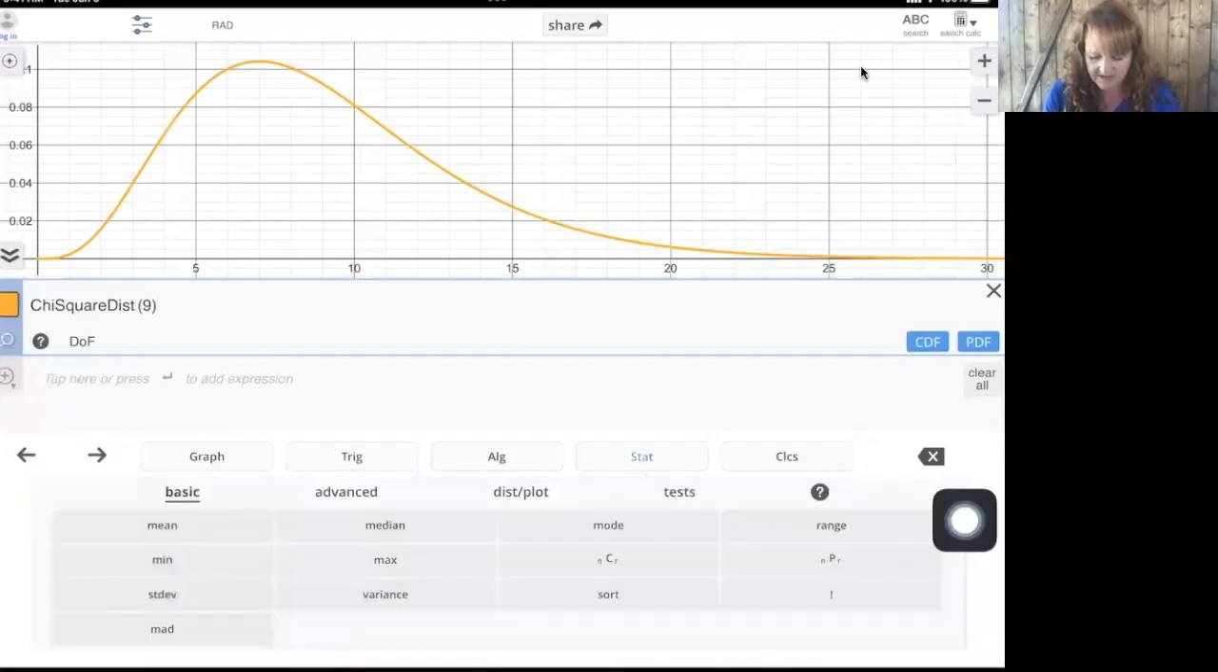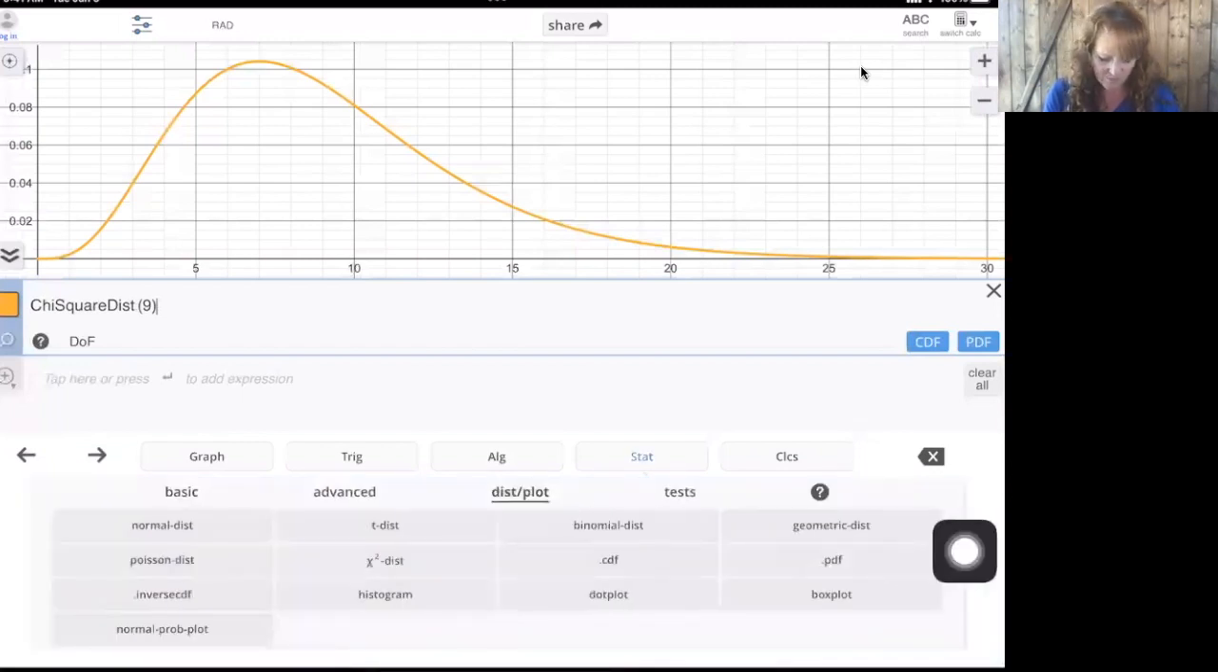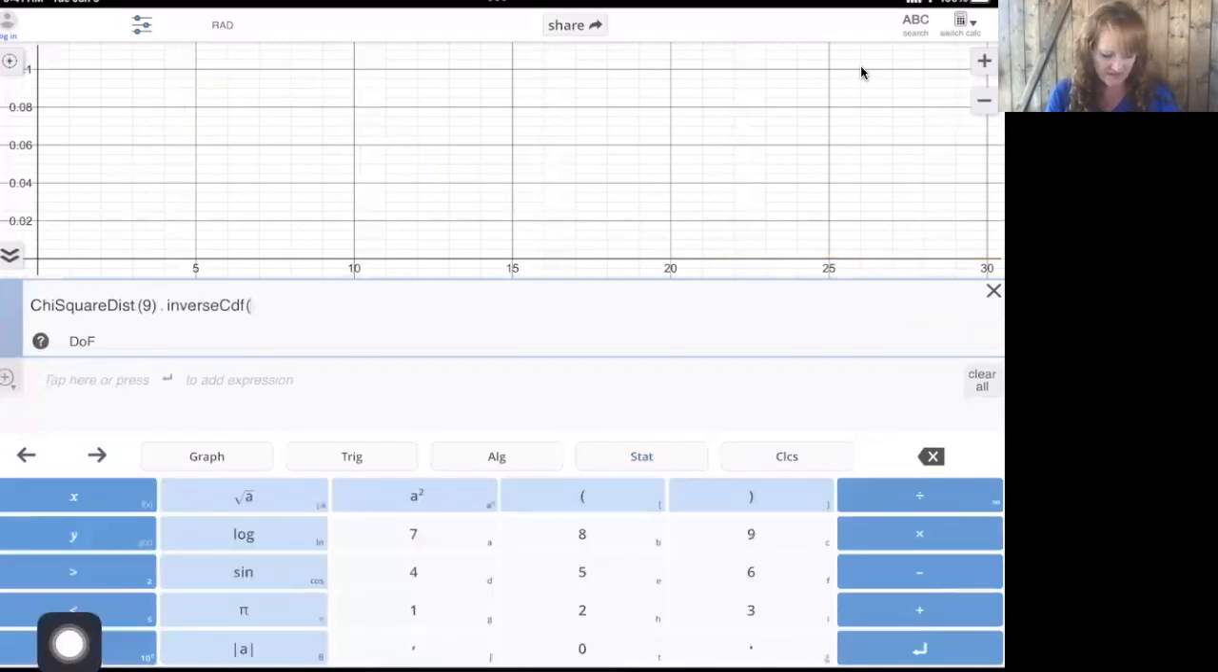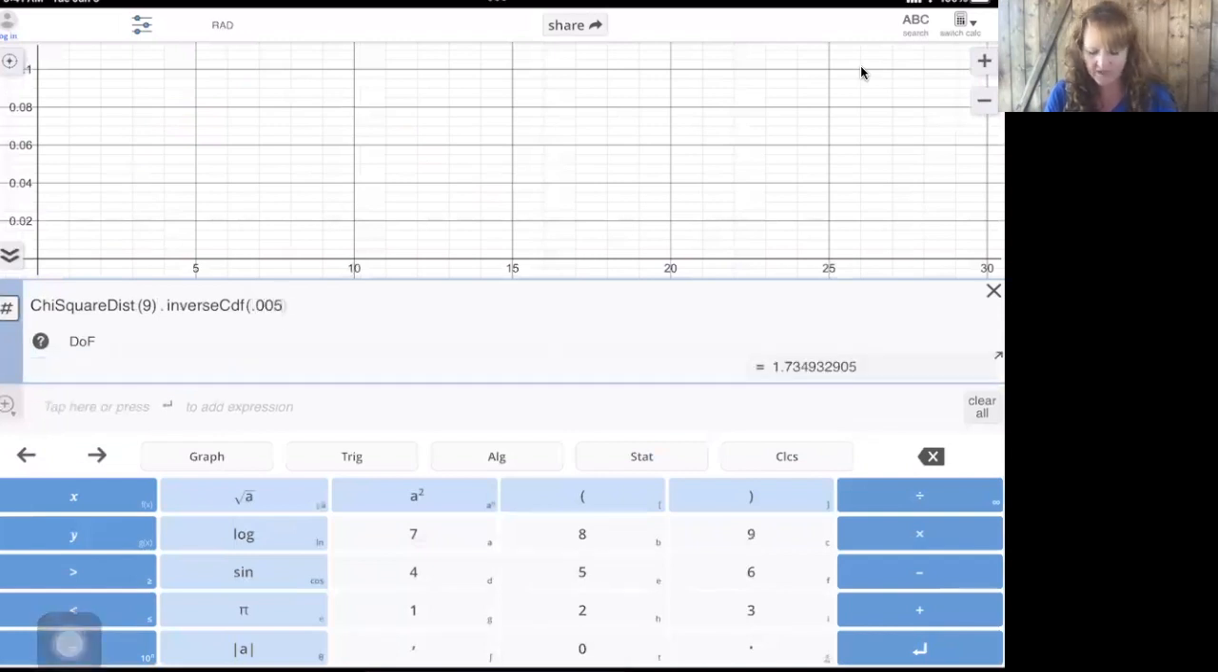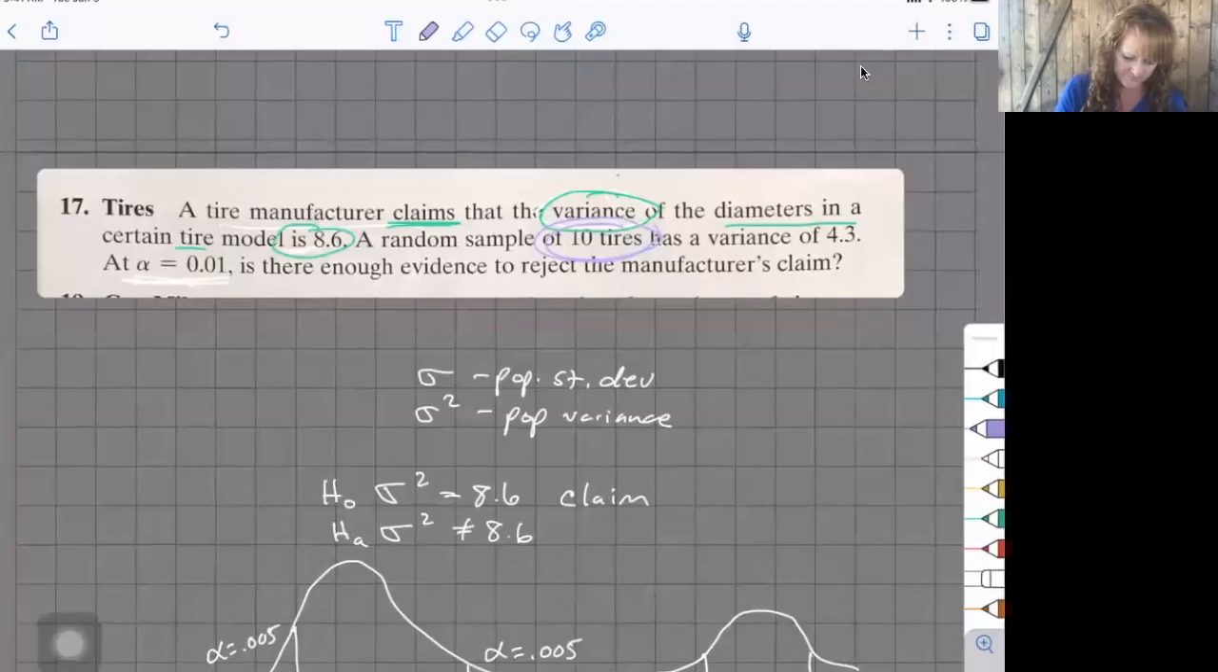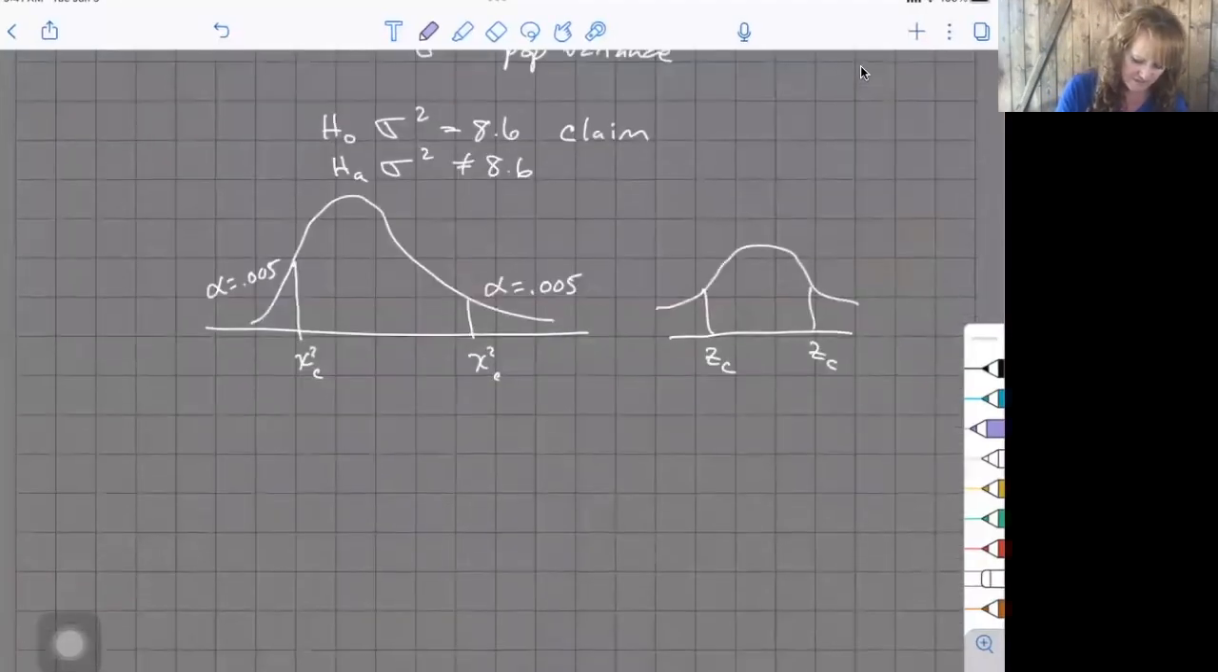Go under stat and under distribution plot, and we're going to tack on this inverse CDF to the end of it. And you're going to put your area in at 0.005. And I get 1.73. So that's going to be this 1.73. Now, how did I know it's that one? I'll show you. When you find the other one, I'll show you the trick to it. Let's talk about the second one though.